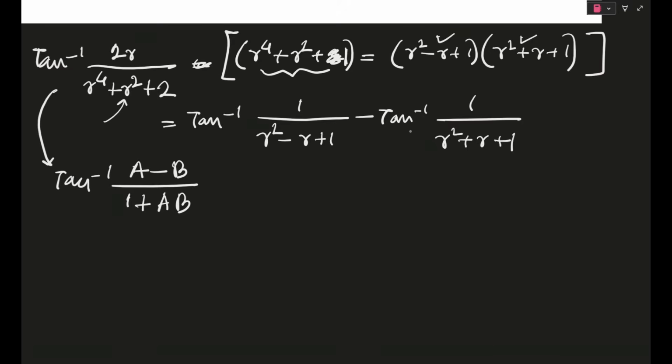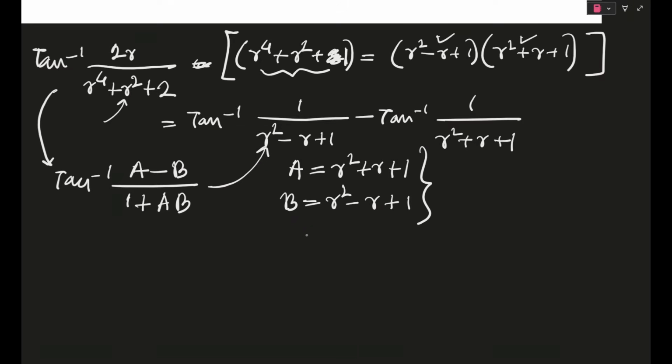Anyways, tan inverse a minus b by 1 plus ab. Actually, that one adds up and r power 4 plus r square plus 2 comes. Initially, on the multiplication of these two brackets, it will be r power 4 plus r square plus 1. And then after this is coming. And here, if you want to know what are a and b, then your capital A is equal to r square plus r plus 1, and your capital B is equal to r square minus r plus 1.